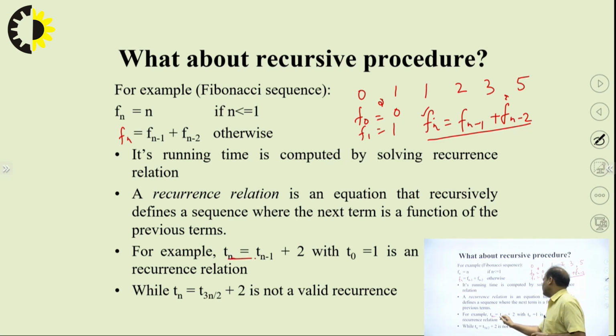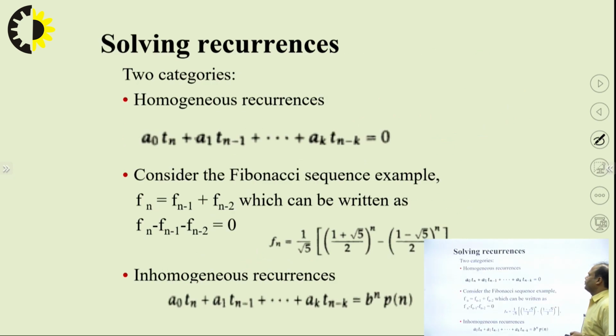Like see, this is a recurrence relation, but this is not a recurrence relation, because Tn is equal to T of 3n by 2. It is not decreasing. The right hand side is not decreasing, it is increasing rather. So there are two kinds of recurrences actually.